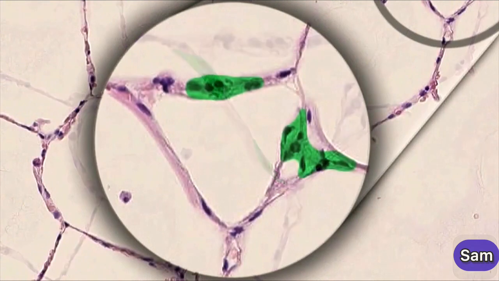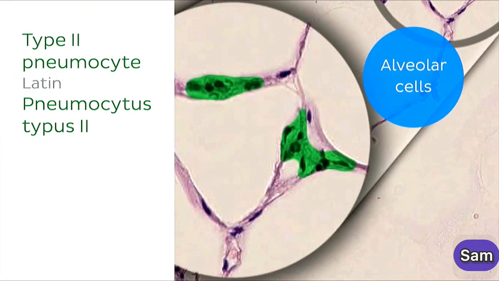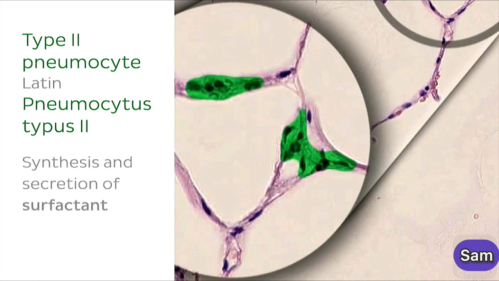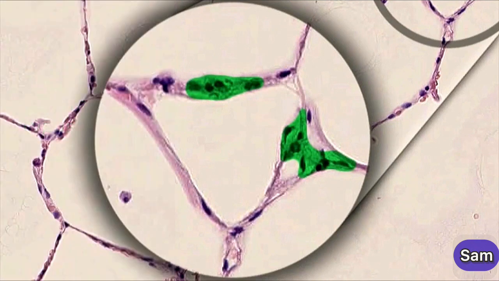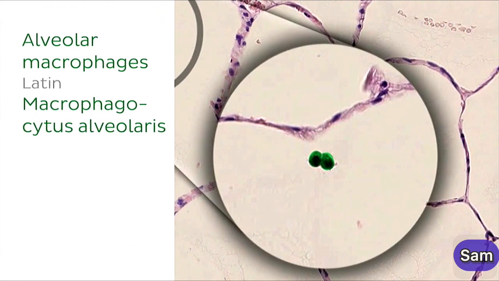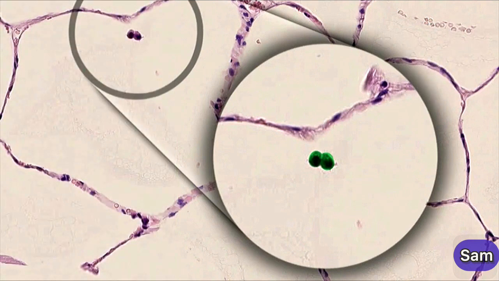So this cell we've now highlighted is known as a type 2 pneumocyte or alveolar cell. And they contribute to gas exchange indirectly by secreting surfactant, which is a complex of lipids and protein that helps reduce surface tension in alveoli and keeps them from collapsing. I want to talk a little bit about some structures called alveolar macrophages. And these are immune cells responsible for the defense and protection of the alveoli from foreign contaminants and microbes.